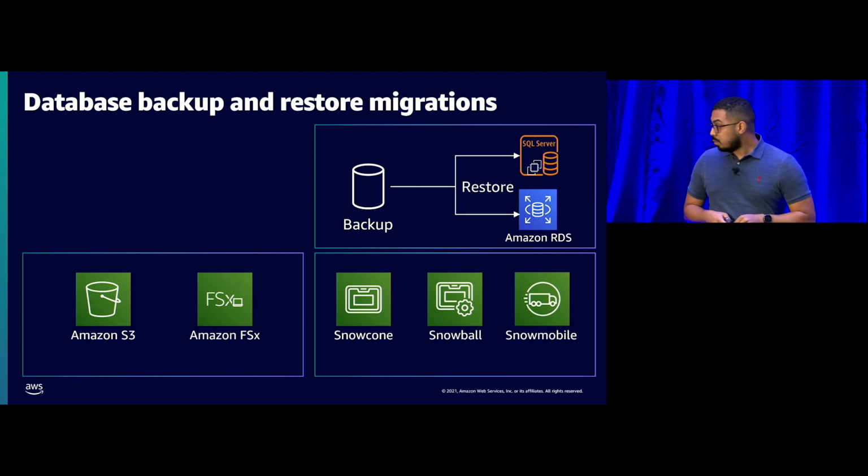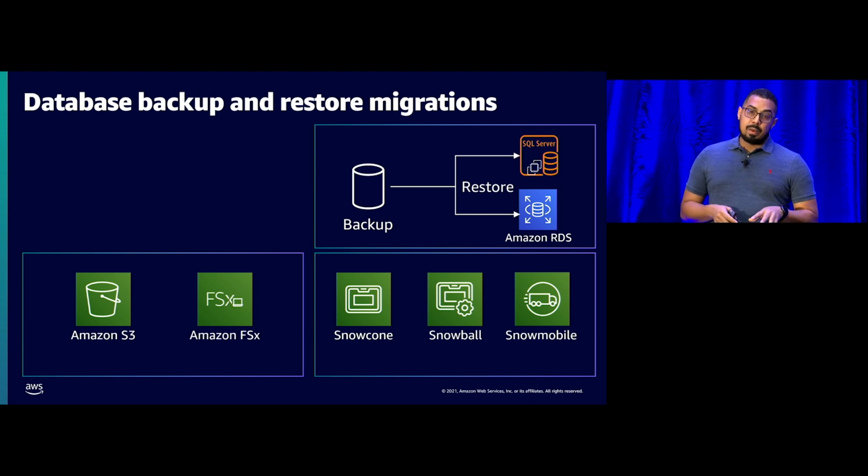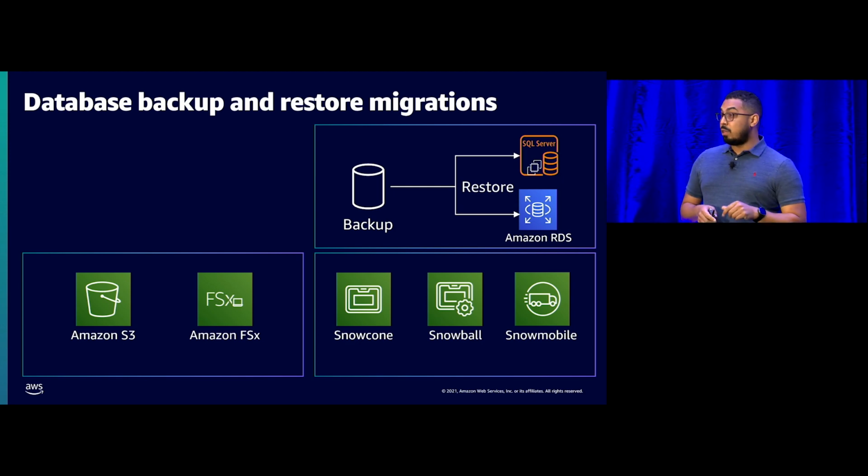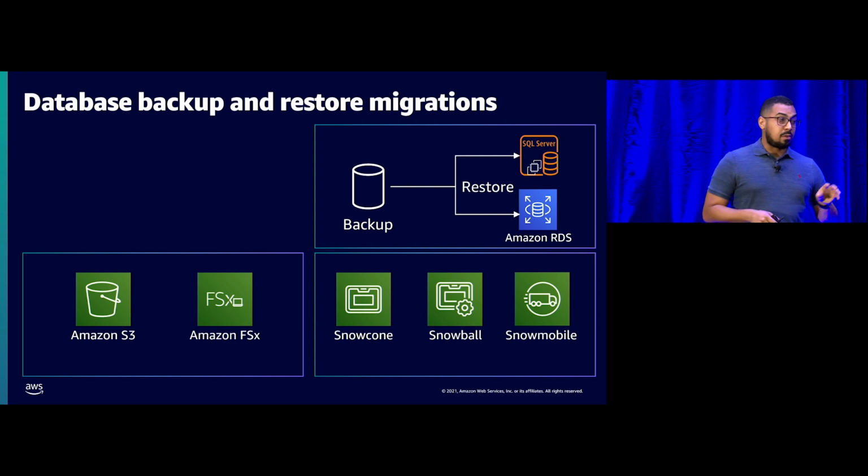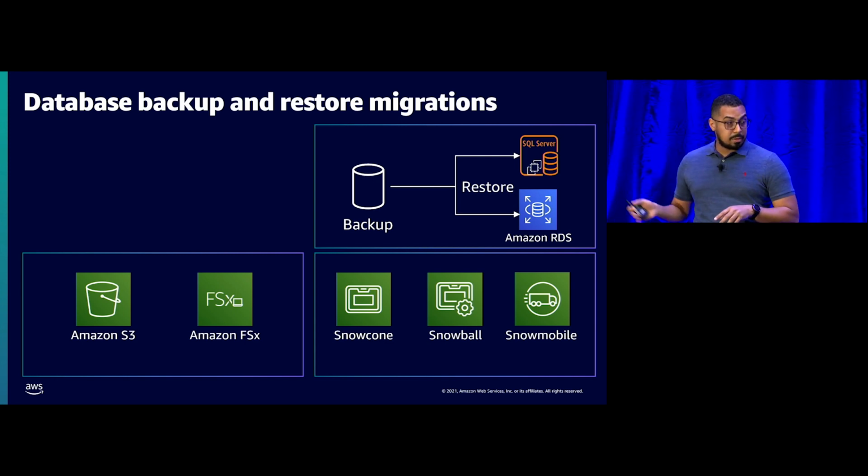Okay? So then we have our Snow family. That's going to be Snowcone, Snowball, and Snowmobile. These are options for offline restores. I do have some additional slide decks that go into detail, and I'll cover those in a moment.